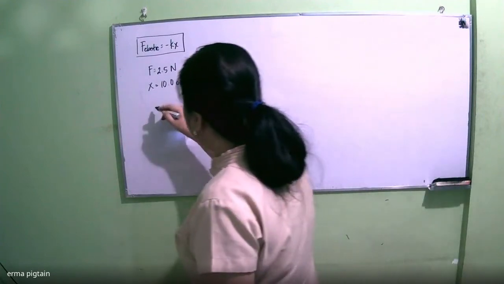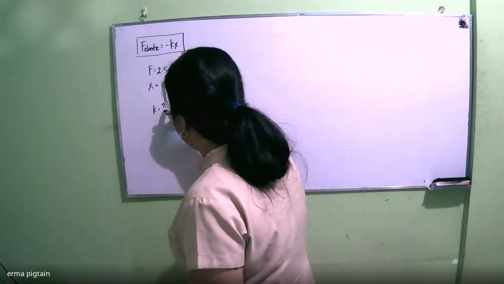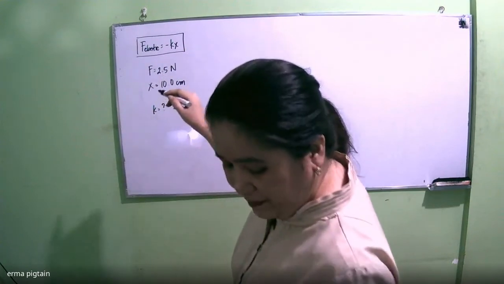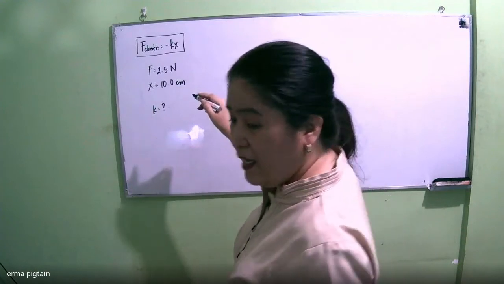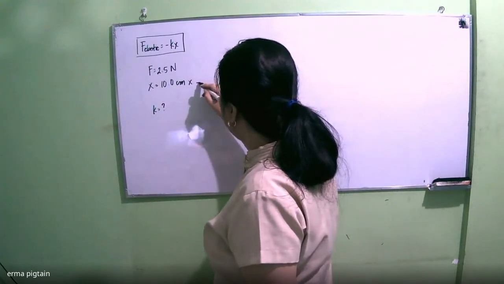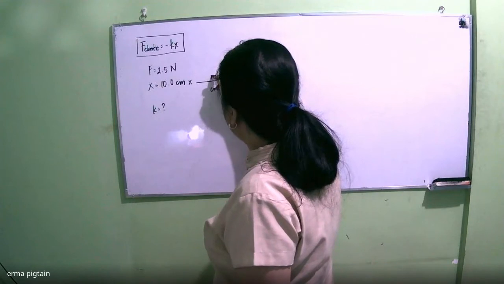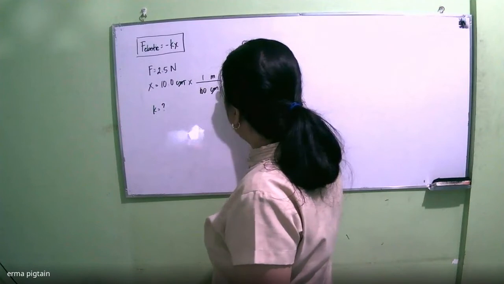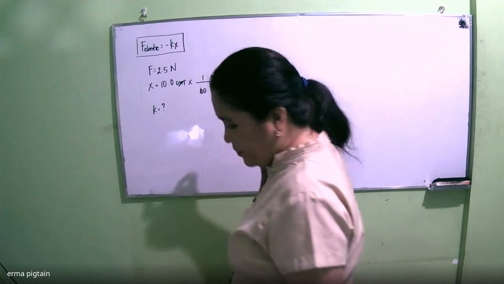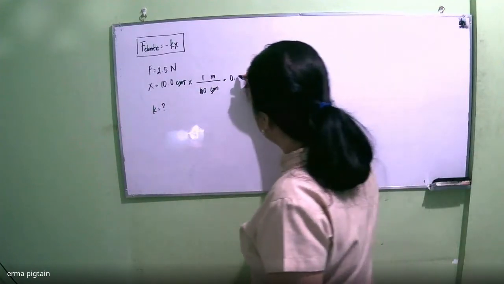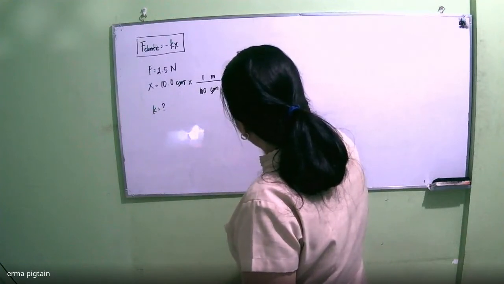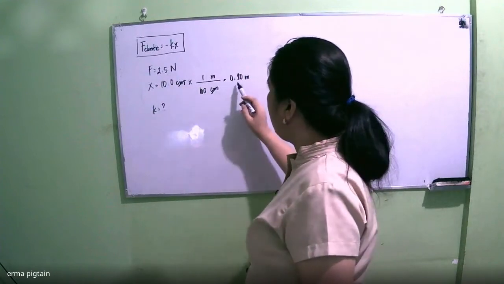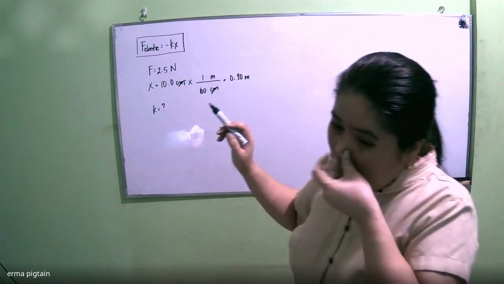So, therefore, we have to look for the value of K. Now, dahil Newton yung force natin, so therefore, yung displacement natin dapat naka-meter, di ba? So, for every 1 meter, we have 100 centimeters. Therefore, this is equal to 0.10 meter. Again, kasi naka-Newton yung force natin, kaya yung displacement natin dapat naka-meter.